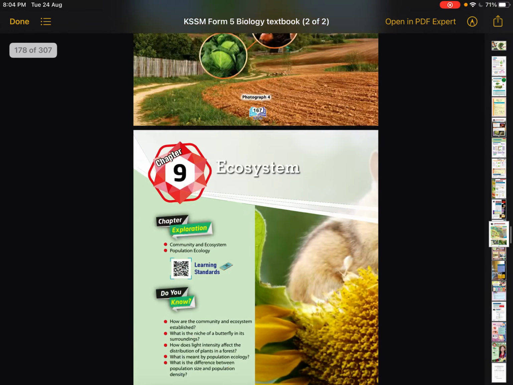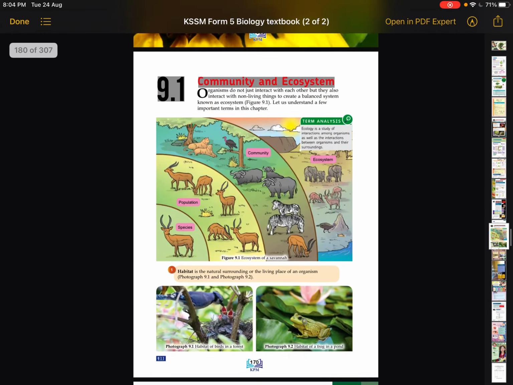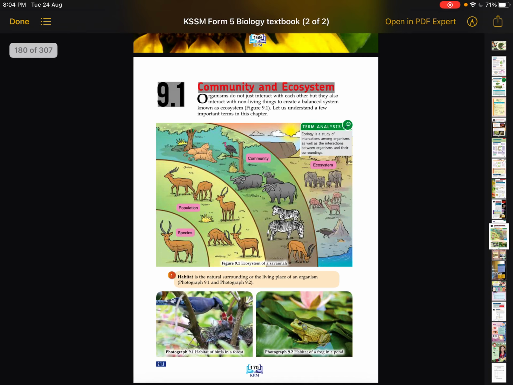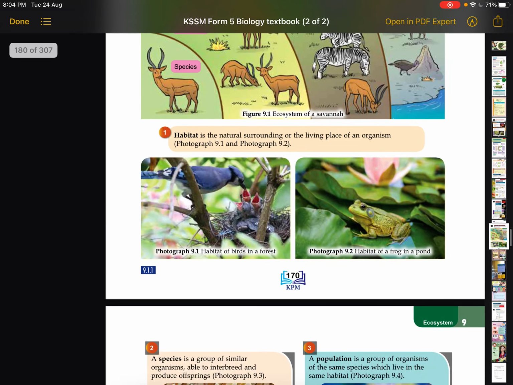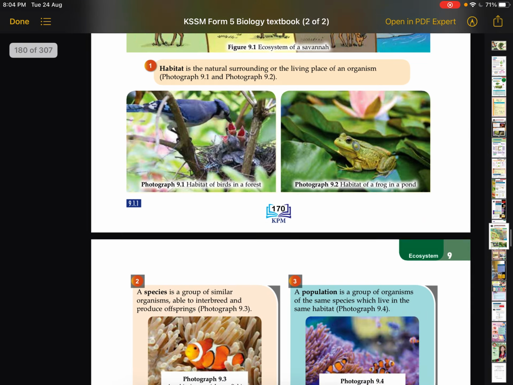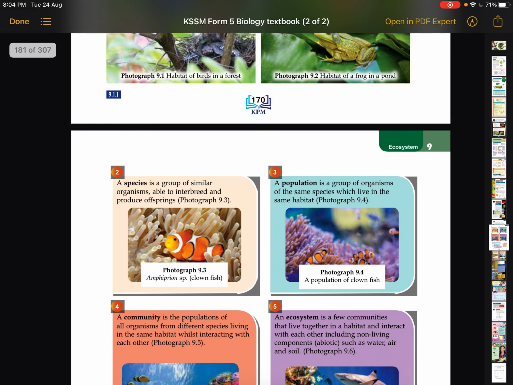Okay, so next I'm going to be talking about the ecosystem. So there are a few terms that you need to know before you delve more into the topic. The first one is obviously habitat. It is where an organism lives, its natural surrounding.